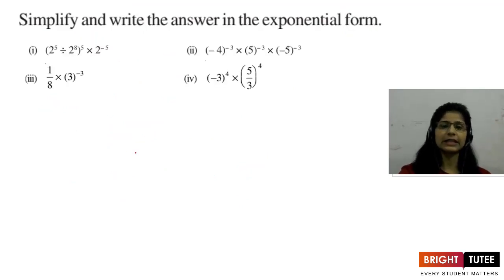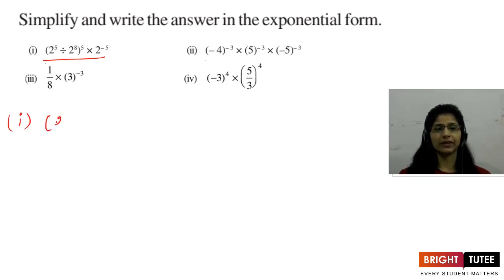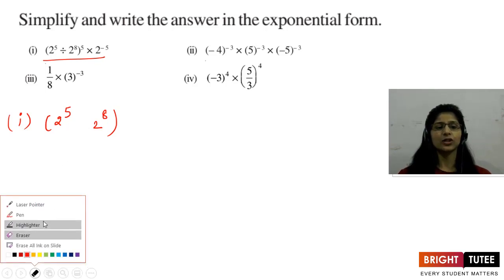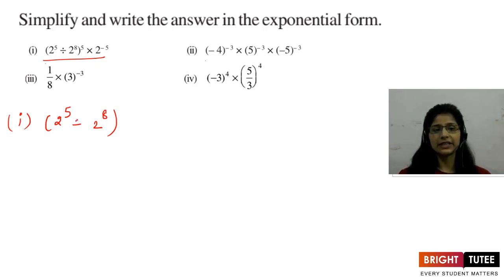Okay. The next part, here we have to simplify and write the answer in exponential form. So just see here. First part, what we have? 2 to the power 5 into 2 to the power 8 whole power. Okay, we have a division sign actually, so I'll just change it. 2 to the power 5 in division with 2 to the power 8 whole power as 5 multiplied with 2 to the power minus 5. Okay. So, first of all, you are going to solve the bracket according to BODMAS rule.